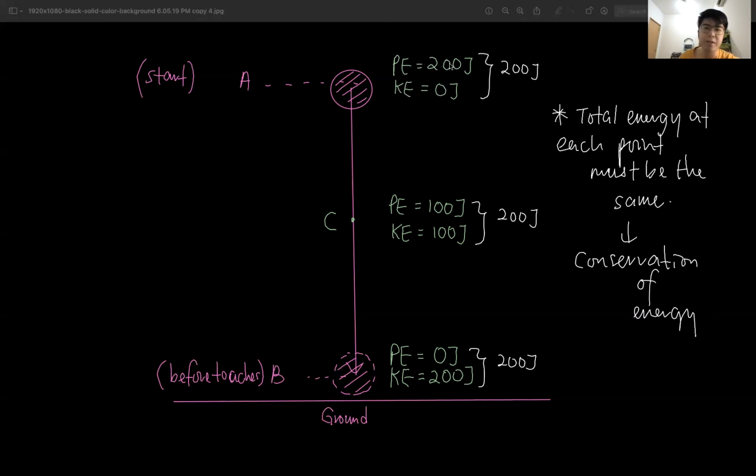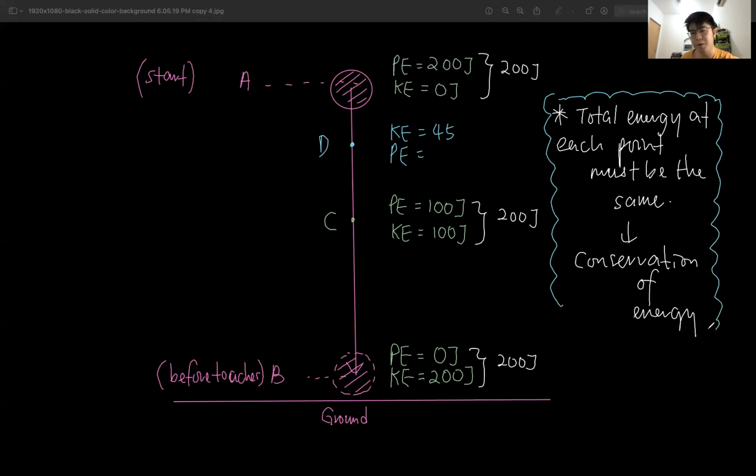So let's say the question says the ball at point D has a kinetic energy of 45. Then the question asks you to find, okay, what is the potential energy? Using this concept, because you know that the total must be the same at every point, point D is the same. So KE is 45. How do you find the PE? You use 200 minus the 45, right? So you get 155. Again, these two add up equals to 200.